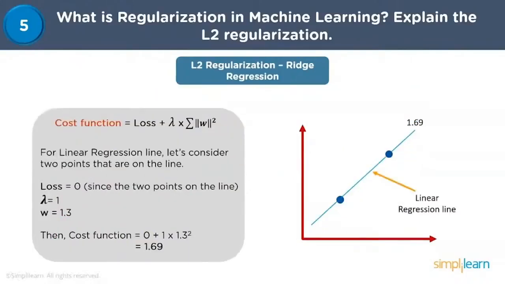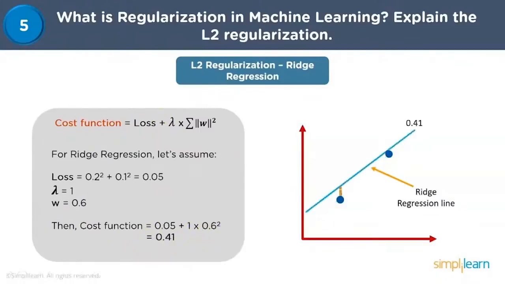Okay, now consider a case where there are 2 points passing through the linear regression line. Now if you calculate the cost function, we get the value as 1.69. Here we have assumed that loss is 0 since the 2 points lie directly on the line. We have taken lambda to be 1 and w is 1.3. So if you use this formula, you get the cost function as 1.69.